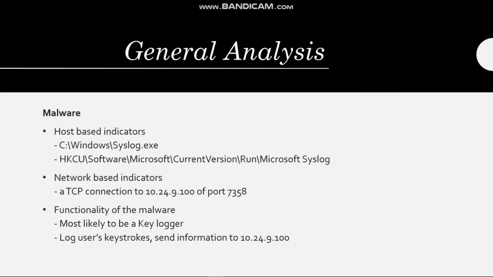And as for the malware, by looking at its host-based indicators, it created a new syslog.exe in the Windows directory, and it also added a new registry key. And from the network-based indicators, we can see that it attempts to make a TCP connection to the IP address 10.24.9.100, on port 7358. As for the functionality of the malware, it is most likely a keylogger, which logs users' keystrokes and sends that information to the IP address 10.24.9.100.